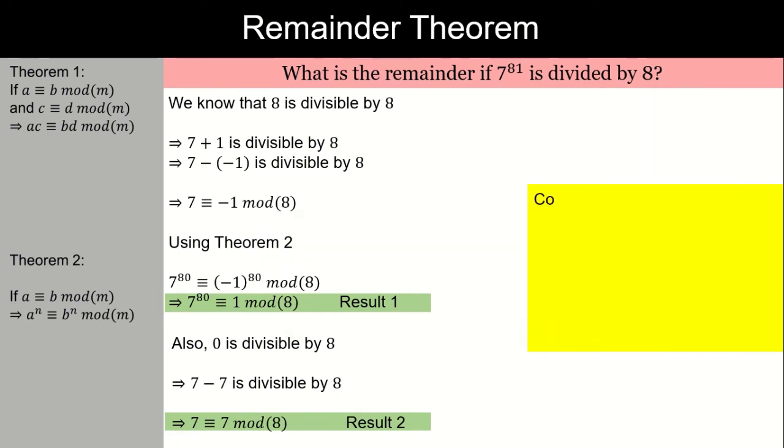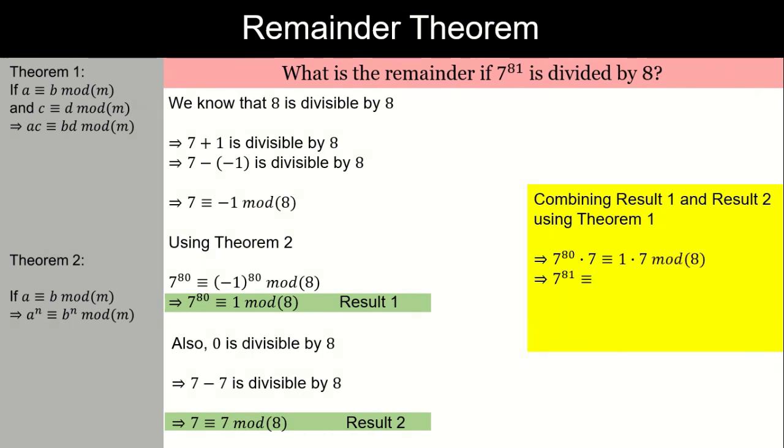Finally, we combine result 1 and result 2 using theorem 1. Accordingly, 7 raised to the 80 into 7 congruent to 1 into 7 modulo 8. That means 7 raised to the 81 congruent to 7 modulo 8. Hence, 7 is the remainder if 7 raised to the 81 is divided by 8. In this way, the congruency modulo results can be used to find the remainder.